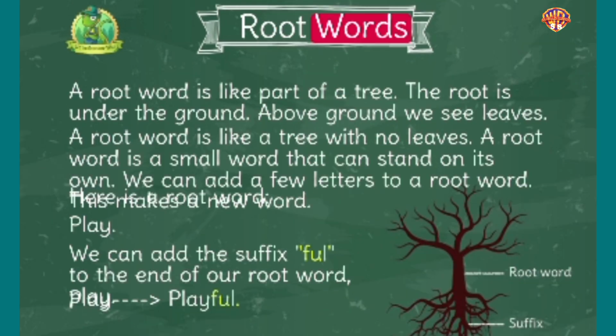Root words. A root word is like part of a tree. The root is under the ground. Above ground, we see leaves. A root word is like a tree with no leaves. A root word is a small word that can stand on its own. We can add a few letters to a root word. This makes a new word.